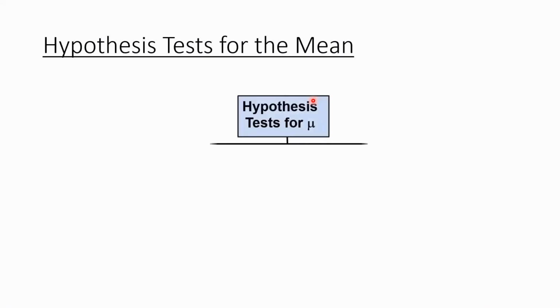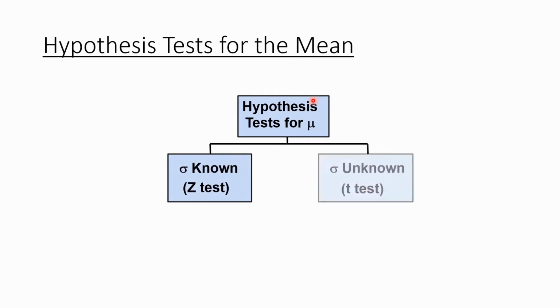The first one is when your population standard deviation is known. For that we use the Z test. And the second one is when your sigma is unknown. For that we use the T test. So these are the two aspects that we will be discussing under hypothesis test for the mean. So let's first have a look at the first one, which is when your sigma, or your population standard deviation, is known. So you use the Z test.